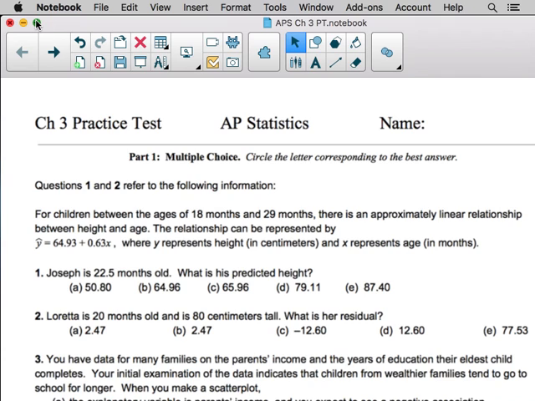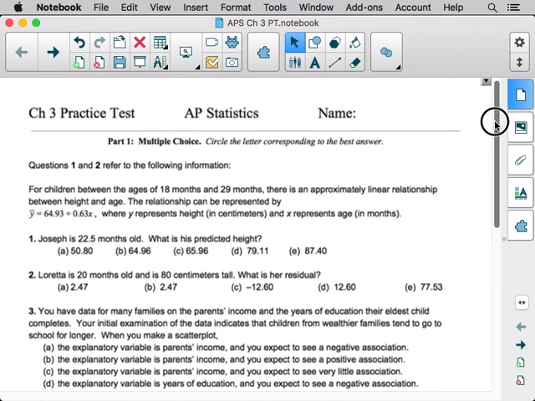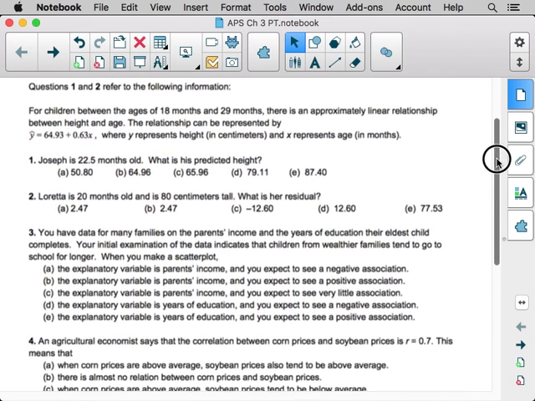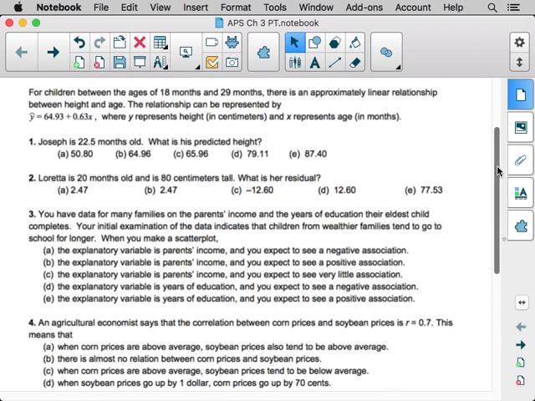All right, so to get started, 1 and 2 refer to this situation. For children between the ages of 18 months and 29 months, there is an approximately linear relationship between height and age. The relationship is represented by this equation where y is the height and x is the age in months. Okay? So Joseph is 22.5 months old, and we want to know his predicted height.